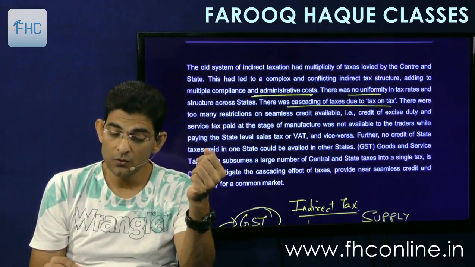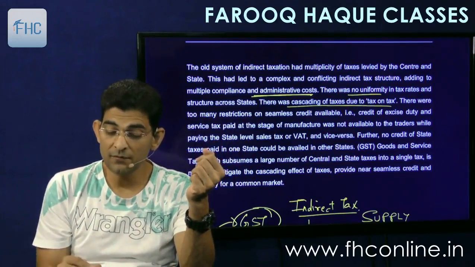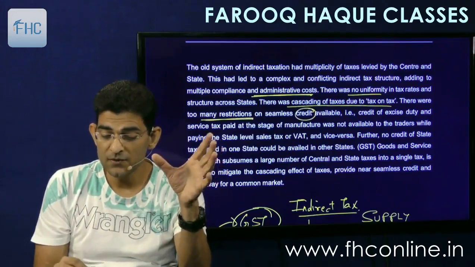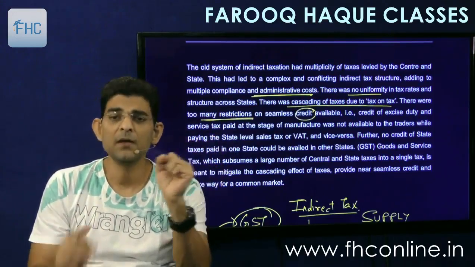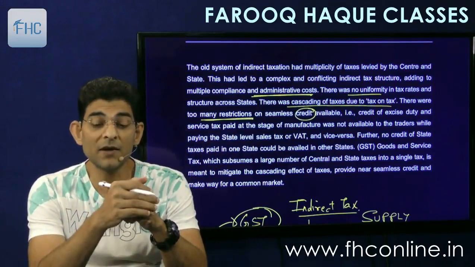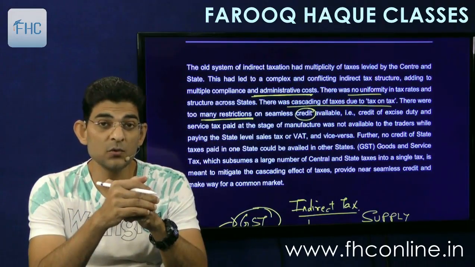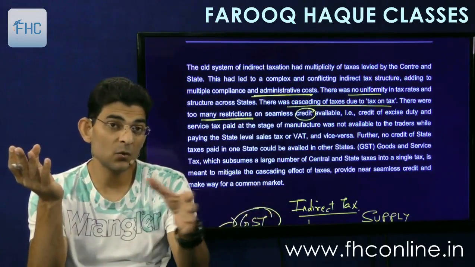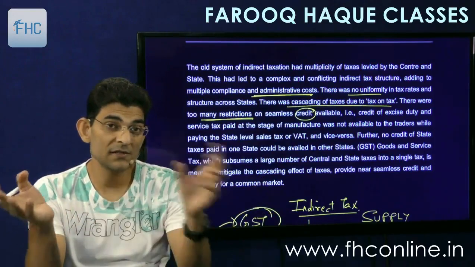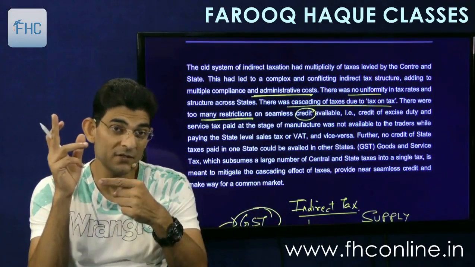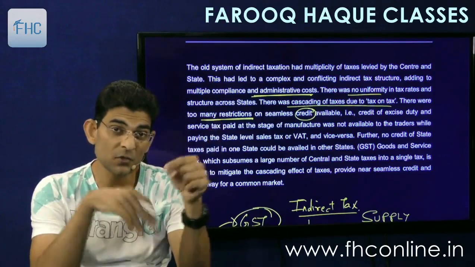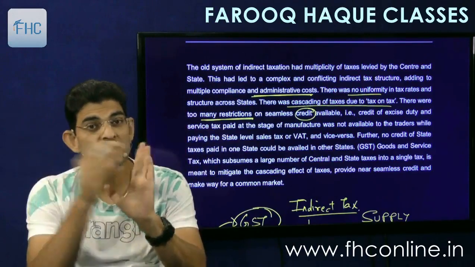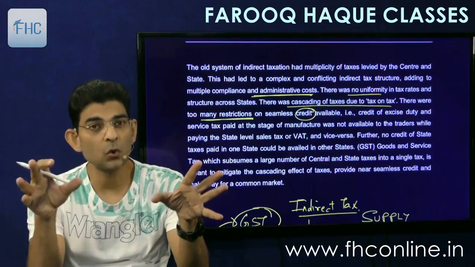Then there were too many restrictions on seamless credit. Too many restrictions on the credit system. This I'll explain to you in some moments. Earlier there was the CENVAT credit system. So excise duty credit was allowed to be taken and set off only against excise duty. Sales tax credit was allowed only to be set off against sales tax. Sales tax credit could not be set off against excise, or excise credit against sales tax. So each law had its own credit system, and with a lot of restrictions also.